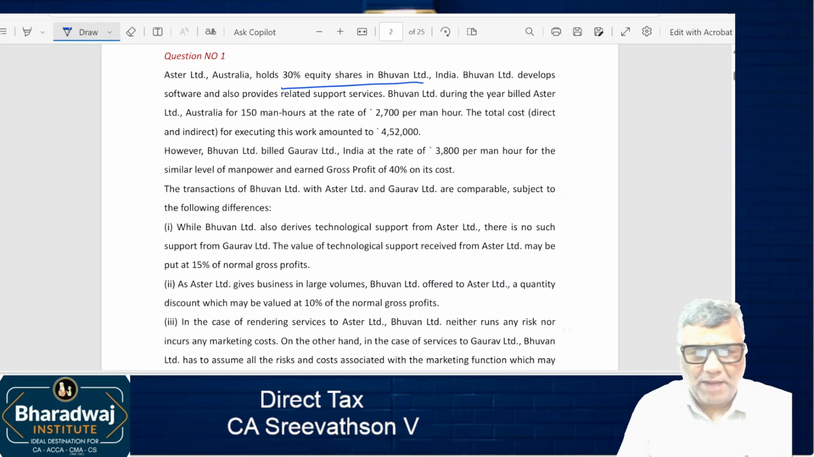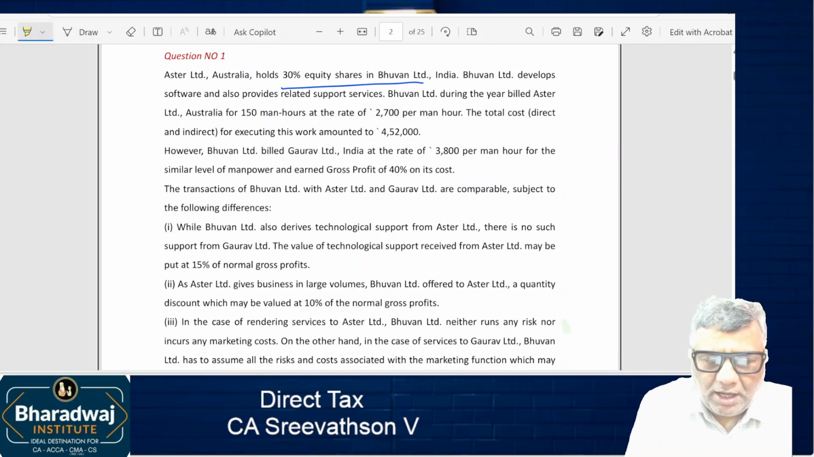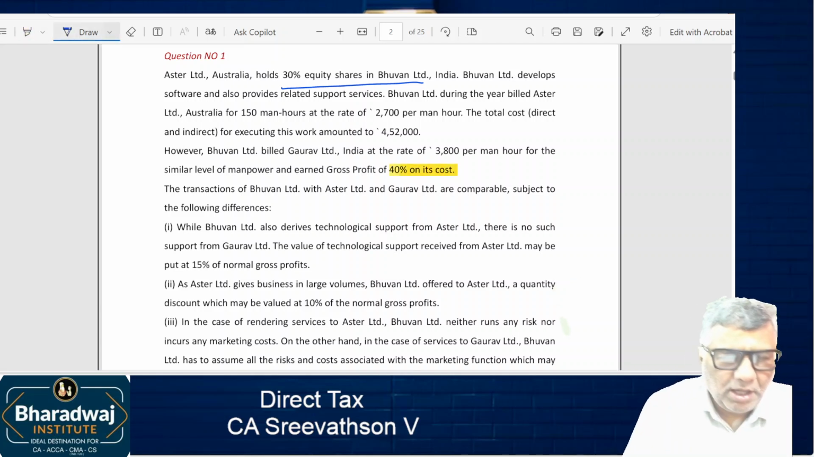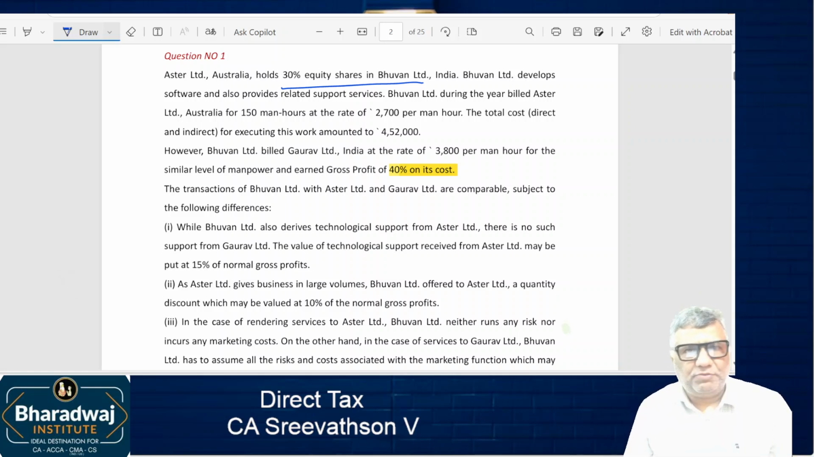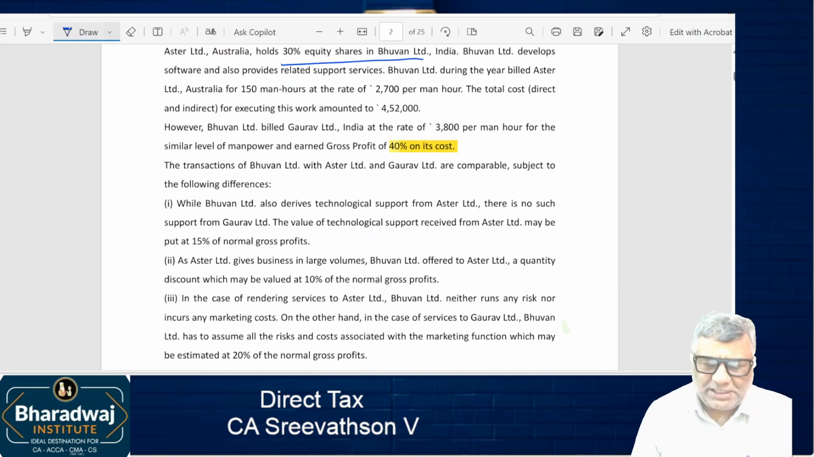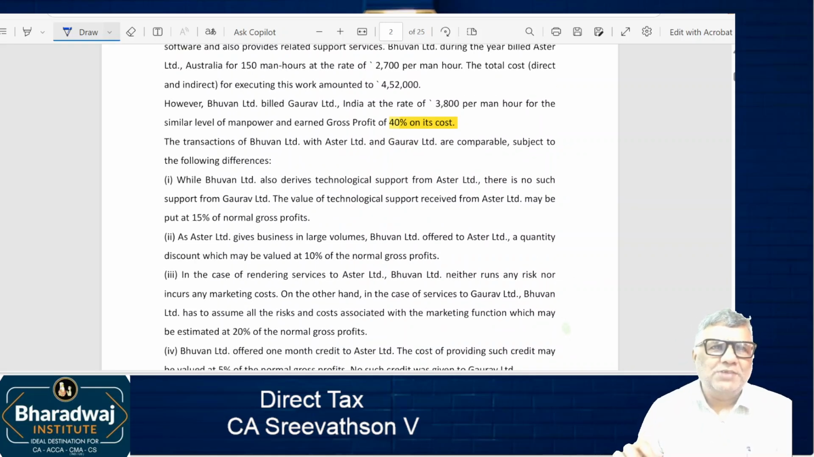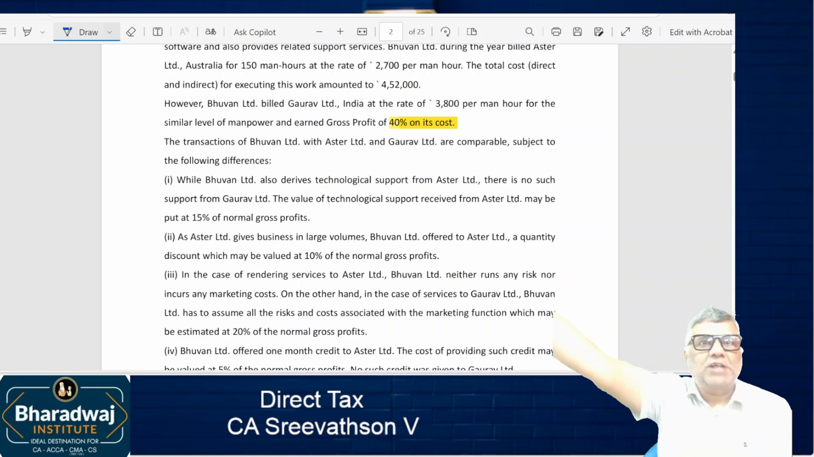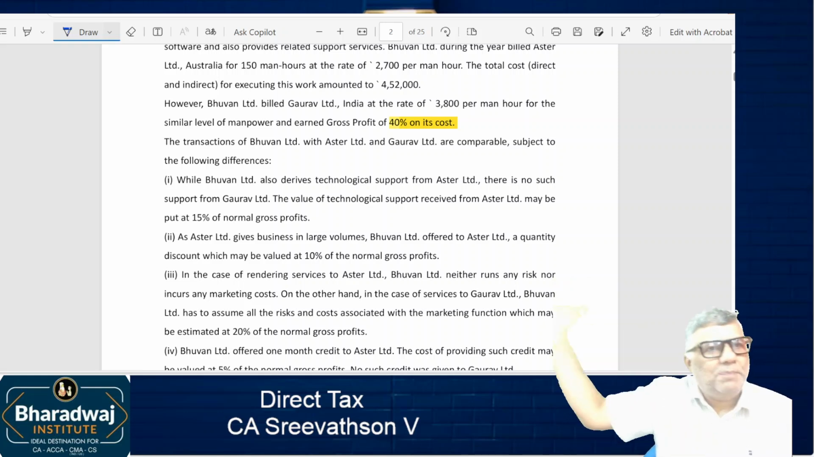Remember, that is one highlighting factor always: if they just give you 40%, it is on profit. If they give you 40% on cost, be careful. The transactions with Aster and Gaurav are comparable subject to the following. While Bhuvan Limited also derives technological support from Aster, there is no such support given by Gaurav Limited. The value of support may be taken as 15% of normal GP. So my associated enterprise is giving me technological support, so I will earn lesser only from him. I cannot earn the same profit. You give me software also, I will charge you 40%. He will find another person and go.